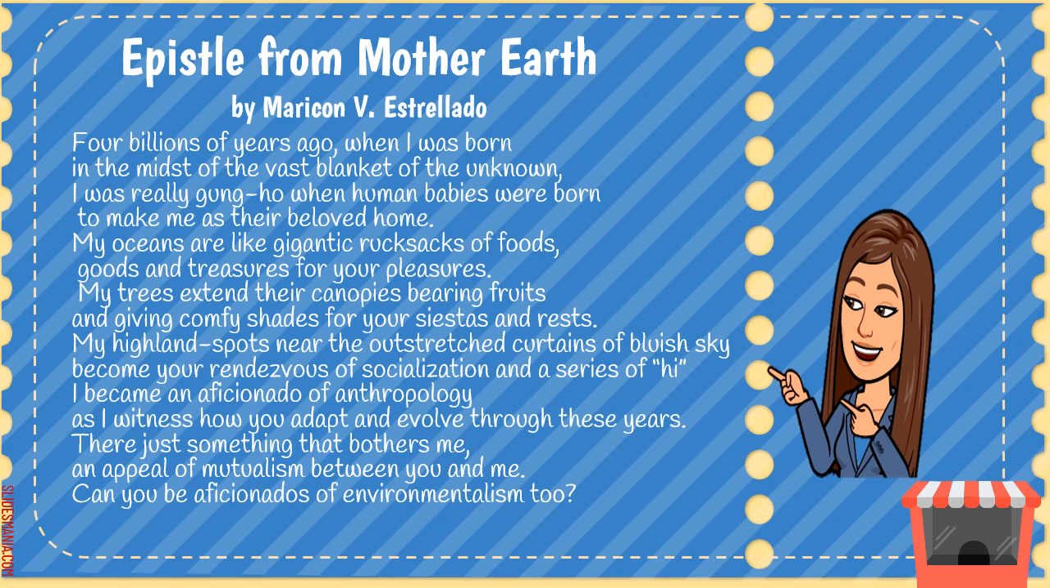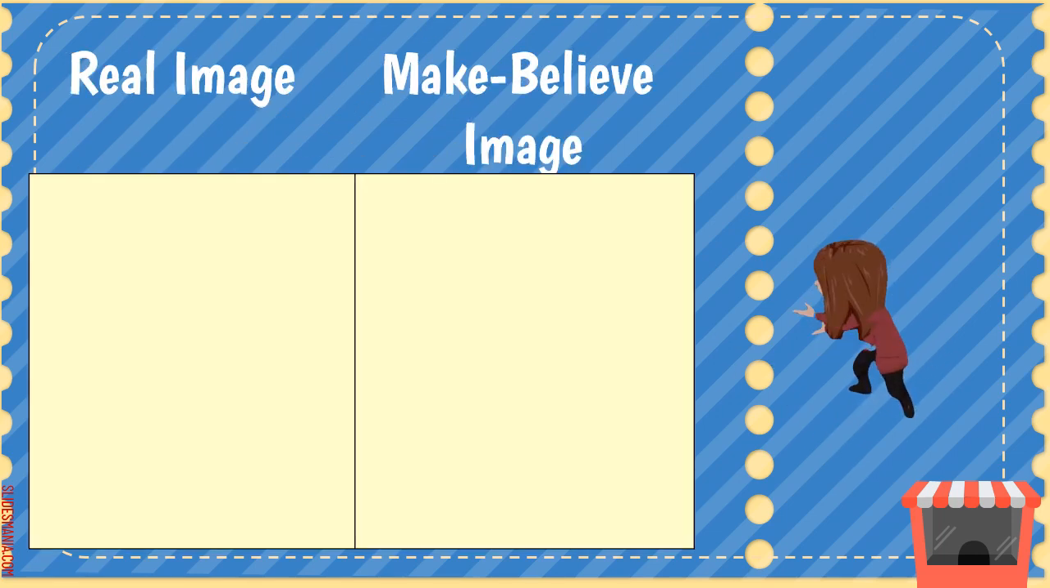Okay, that's it. I hope you understand the poem. You may want to read the poem again silently by pausing this video now. So again, here is our chart. In the first box, you will draw a real image based on the poem a while ago. And then in the next box, you will draw a make-believe image from the poem. You may want to be a little more creative. So pause the video while making your own drawings or illustration. Pause it now.